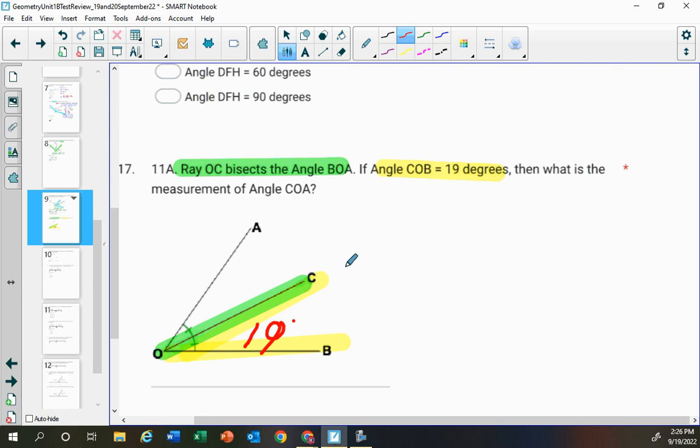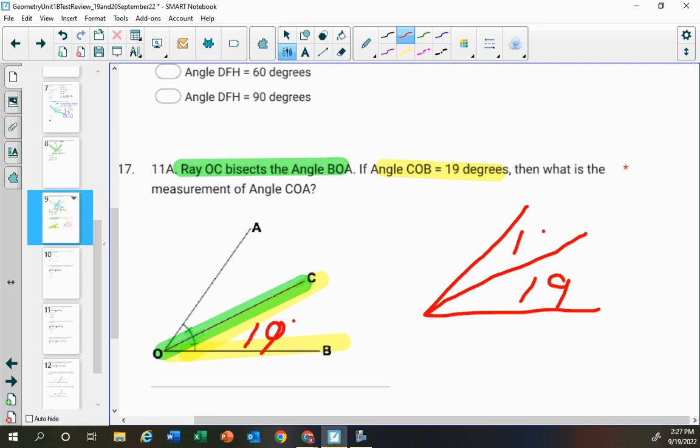Bisecting something means we split it into two. So we split this big angle exactly into two smaller pieces. So this piece is 19 up here as well. So angle COA must be how many degrees? 19. Let's split it right in half. COA.